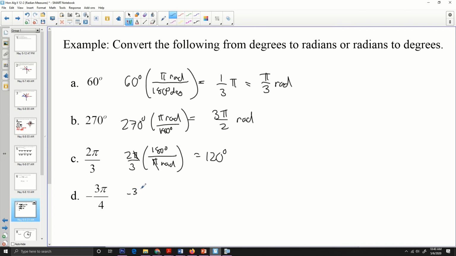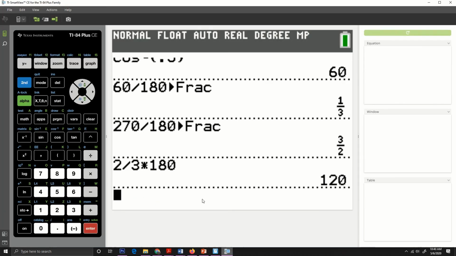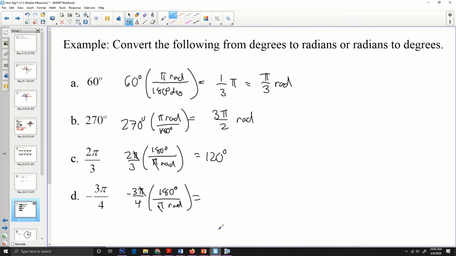Same thing here with a negative. I go negative 3 pi over 4, and then I have 180 degrees over pi radians. The pi's cancel, and so negative 3/4 times 180, negative 3 divided by 4 times 180 gives me negative 135 degrees.